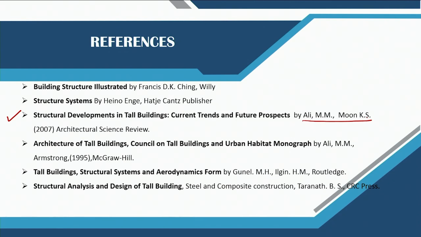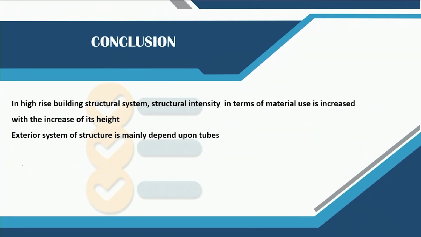And this one is also a good book, the last but one. This book will give you a lot of case studies about high rise buildings. So, in conclusion, I must say that in high rise building structural systems, structural intensity in terms of the material used increases as it goes higher, that is the premium of height, as Dr. F. R. Khan said, and the exterior system of structure mainly depends upon the tubes.